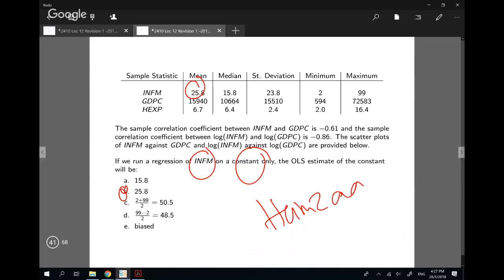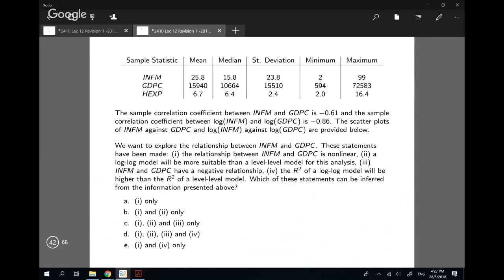So next one. Relationship. Okay. Oh, there's a lot. These statements have been made. One: the relationship between infant mortality and GDP is non-linear. Two: log is more suitable than level. Three: infant mortality and GDP have a negative relationship. Four: R square of log will be higher than R square of level. Which of these four can be inferred from the information above?